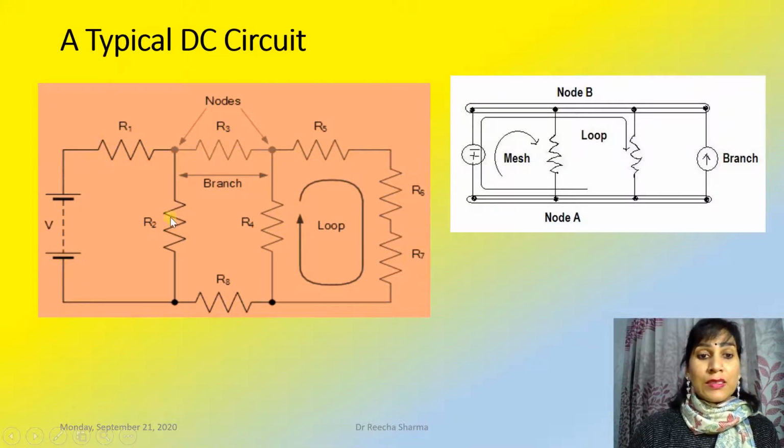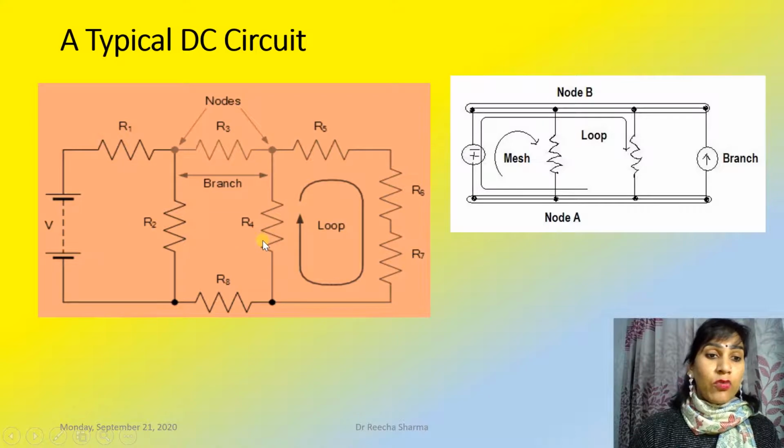So a circuit has a number of branches. For example, in this circuit we have branch 1, branch 2, branch 3, branch 4, branch 5, branch 6, branch 7 and branch 8. So different components make different branches. Then loop. A loop is a closed path and each component is considered once in a closed loop, and it is considered in a clockwise direction.